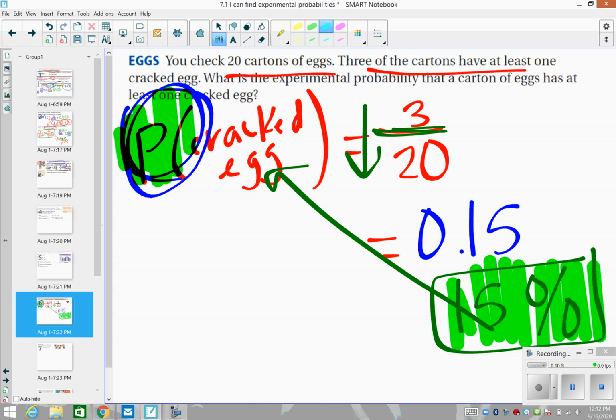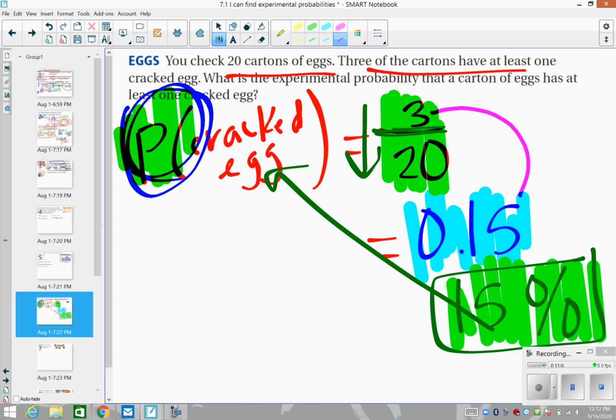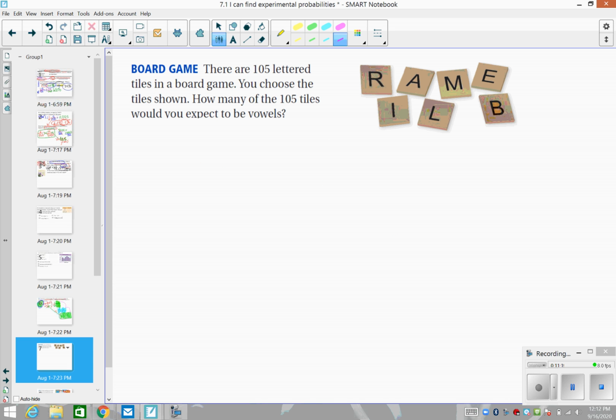So probability is sometimes given as a fraction, sometimes given as a decimal, and sometimes given as a percent. All of these forms are the same value. So we found out that the experimental probability when we open 20 cartons is that we end up with 3 out of the 20, which is equal to 15% of the cartons have at least one cracked egg. Awesome. Next problem.